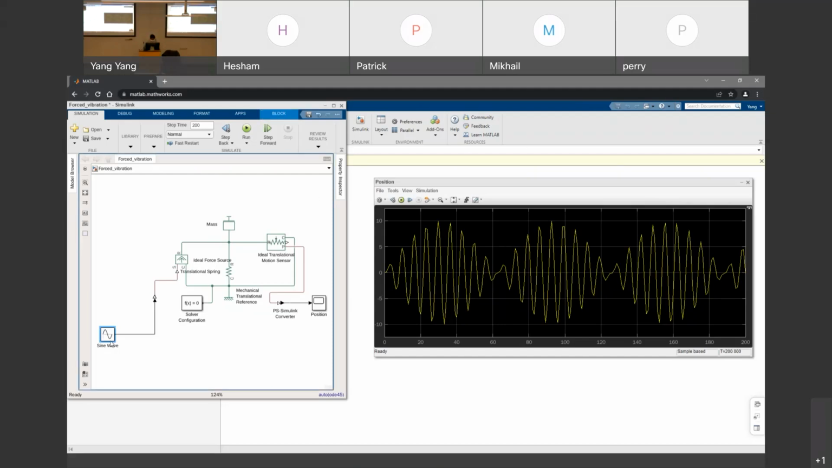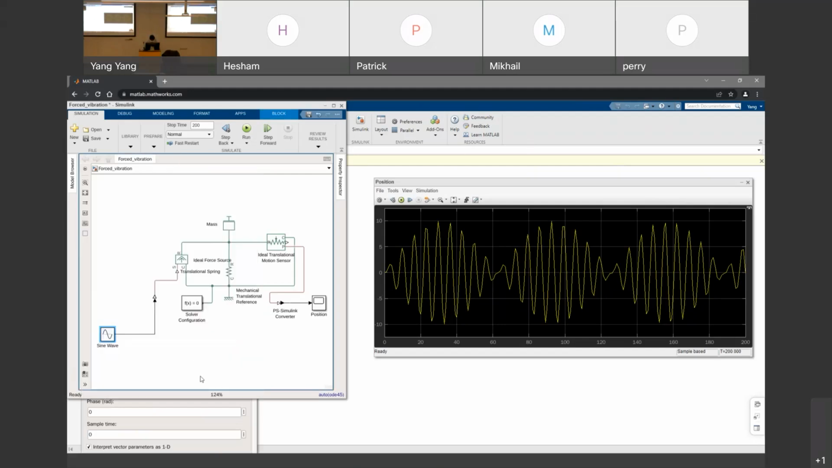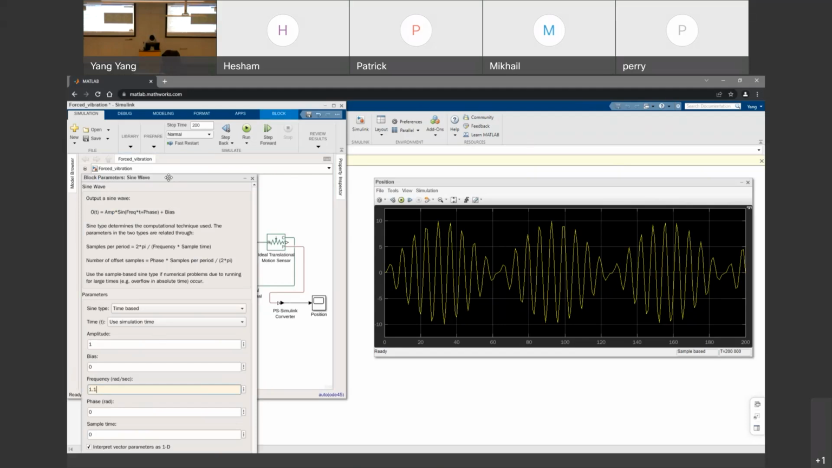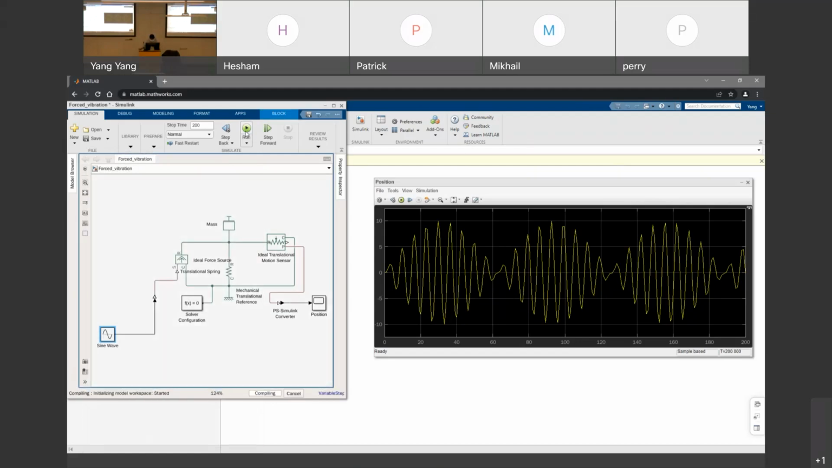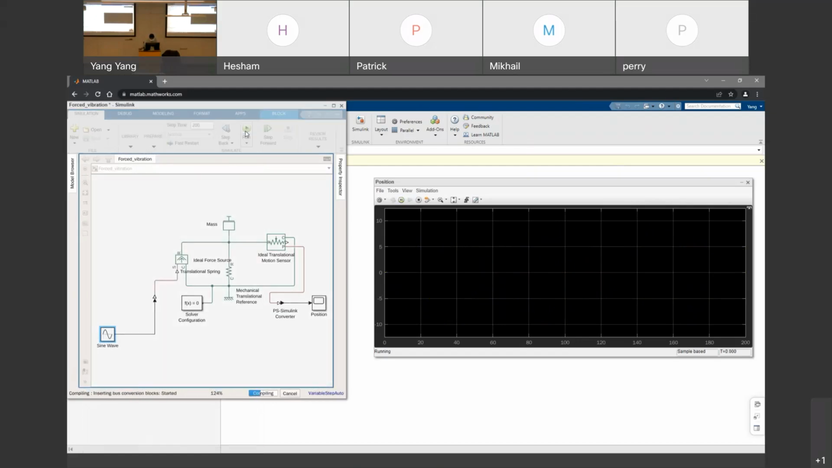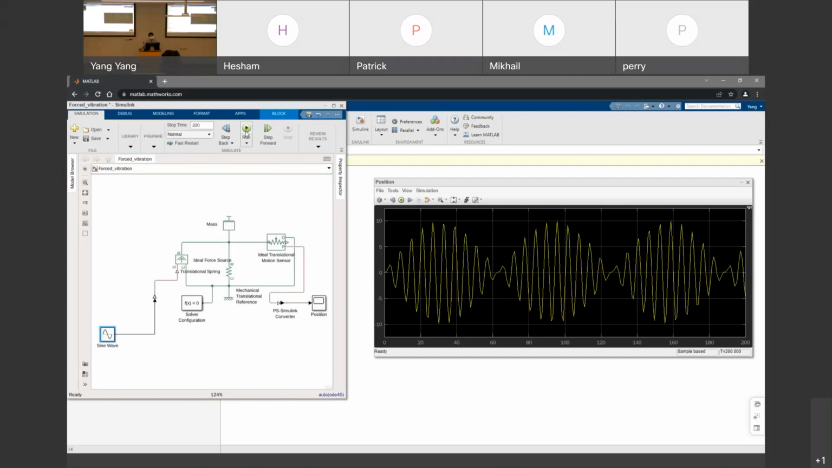And we can also use 1.1, which is also close to the natural frequency. Run the analysis. Beating again, because the frequency of the force is a little bit larger than the natural frequency, but not equal. So this is beating.